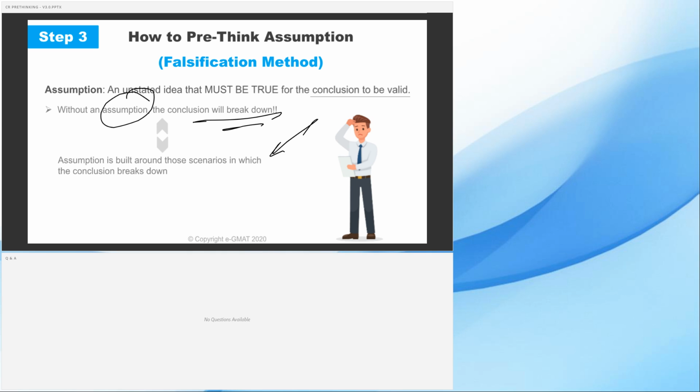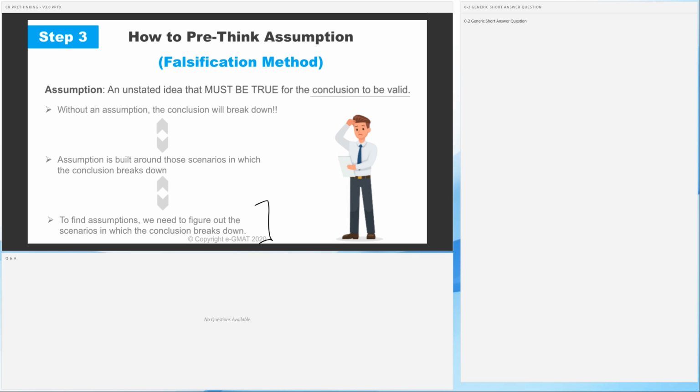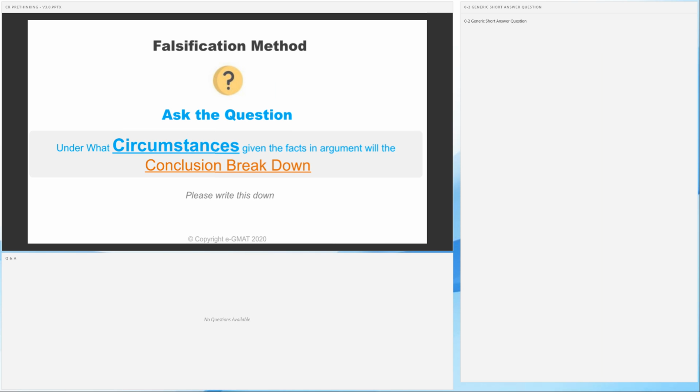So if we have to figure out assumptions, we have to figure out scenarios where the conclusion breaks down. It may be similar to if you were to build a house and you were to really say, where should I put pillars? Figure out where my roof is caving in in my current architecture, and then put pillars over there so the roof does not cave in. That's essentially the whole process of pre-thinking. Okay. So what is that pre-thinking question that we're going to ask? It's going to say, under what circumstances, given the information in the argument, will my conclusion break down?